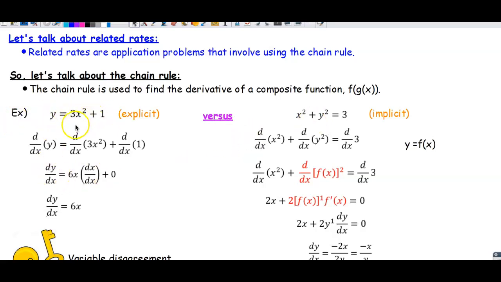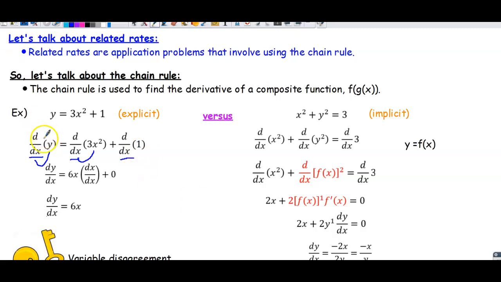In the example on the left, when I take the derivative, we are literally doing an operation. We are taking the derivative of each term: the derivative of y, the derivative of 3x squared, and the derivative of 1. Notice, I'm taking the derivative with respect to x. The first thing I notice is that I have variable disagreement between the variable I'm taking the derivative of and the variable I'm taking the derivative with respect to. On the right-hand side, for the first term, I have variable agreement, and in the third term, I'm simply taking the derivative of a constant.